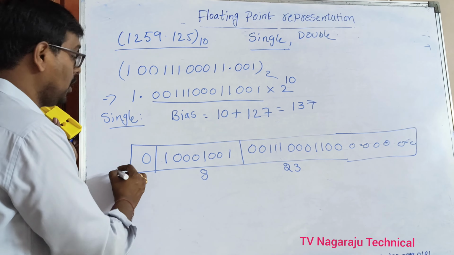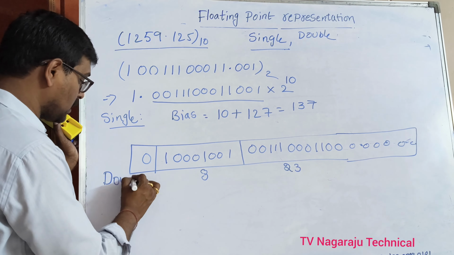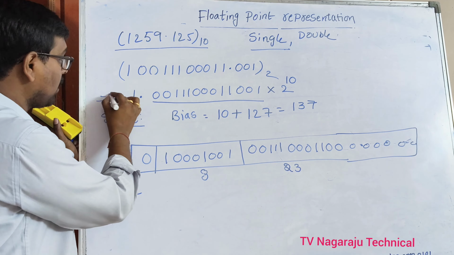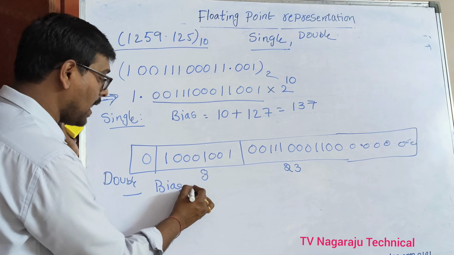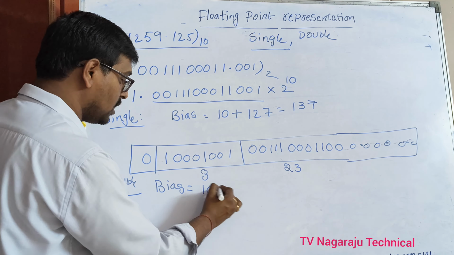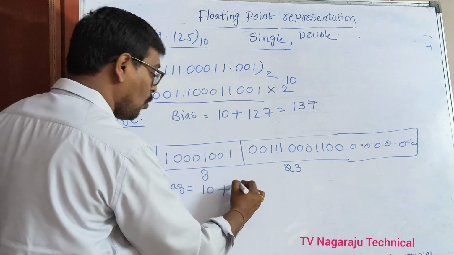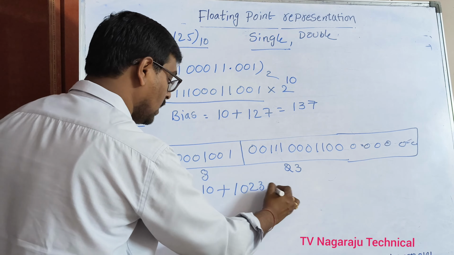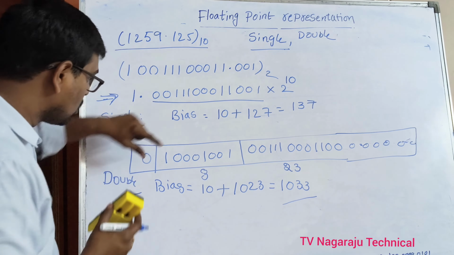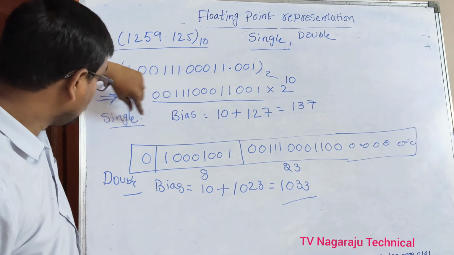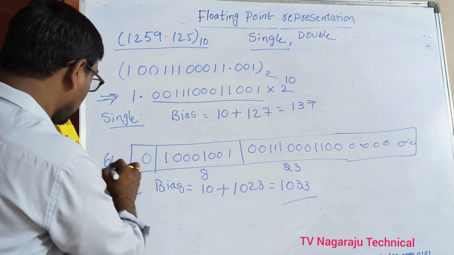Suppose you want to use double precision representation, first the normalization step is the same. The only thing is the bias is changed. Original exponent 10 plus 1023, that is 1033. Simple. So double precision means 64 bits.